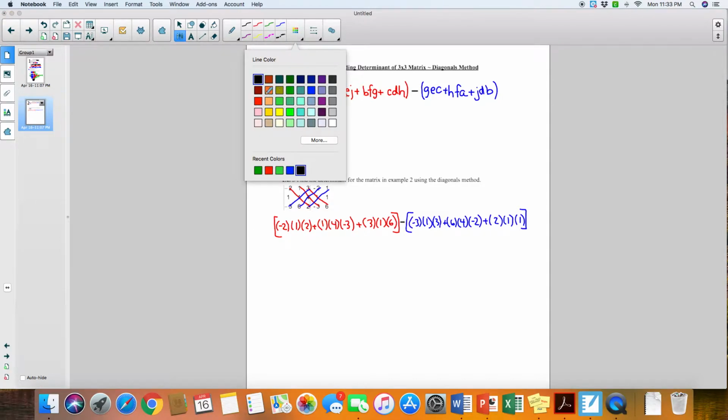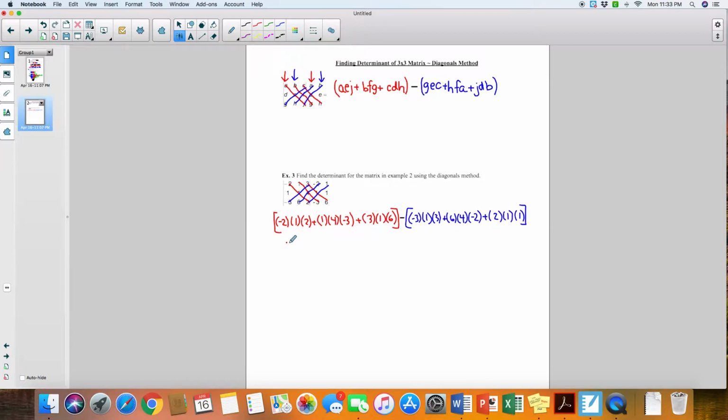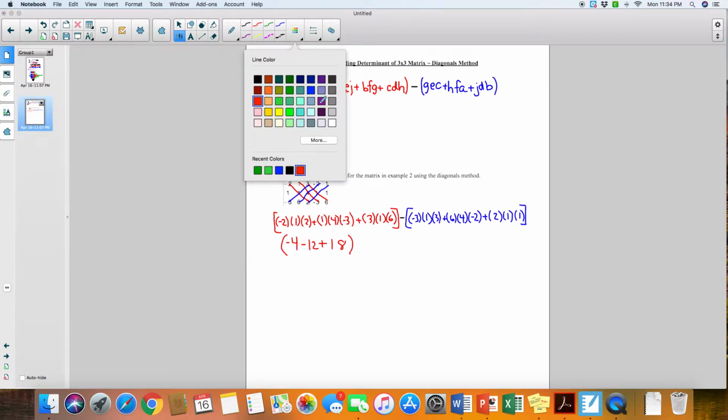So let's go ahead and start our calculations. Negative 2 times 1 is negative 2, and then negative 2 times 2 is negative 4. 1 times 4 is 4. 4 times negative 3 is negative 12. I am simplifying the signs: instead of writing plus negative 12, I just wrote negative 12. And then I would do 3 times 1, which is 3, and then 3 times 6, which is 18. So that is the first set.